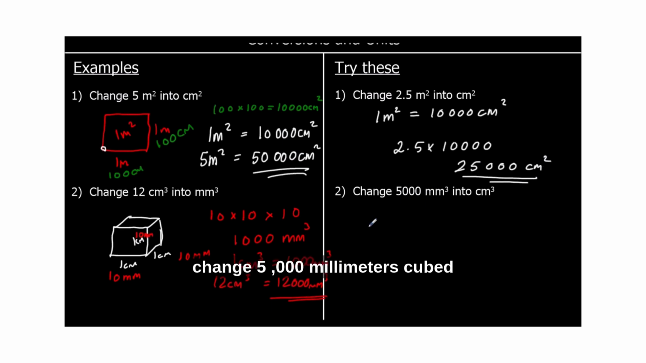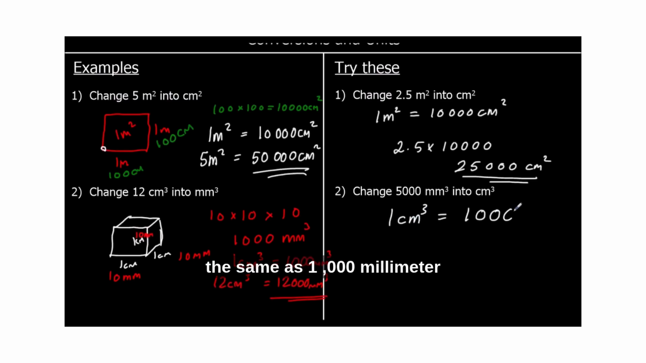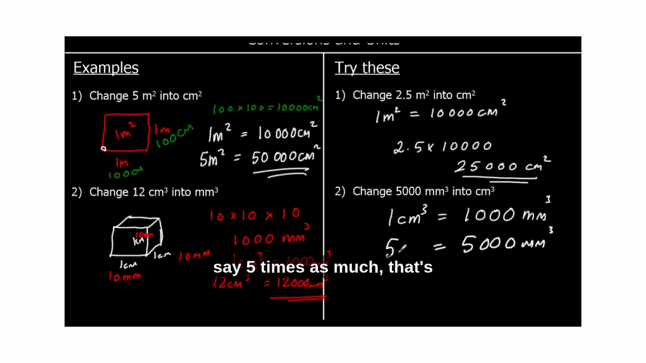Question 2, change 5,000 millimeters cubed into centimeters cubed. So we are saying that 1 centimeter cube is the same as 1,000 millimeter cubes. So what's 5,000 millimeter cubes? So 5 times as much. That's 5 centimeters cubed.